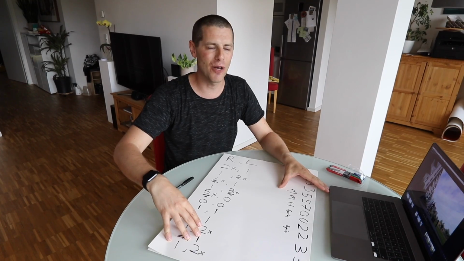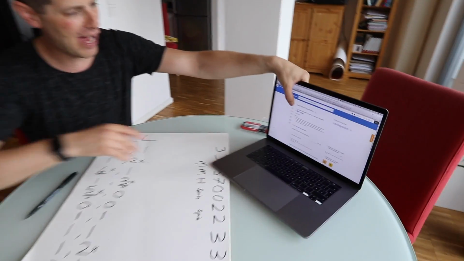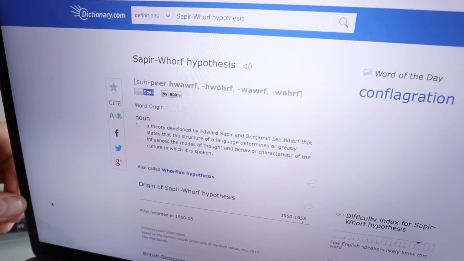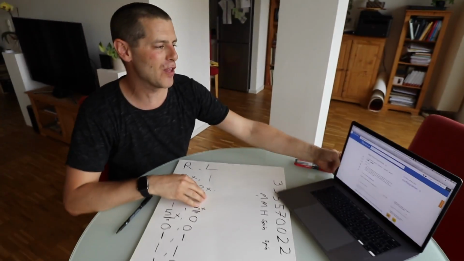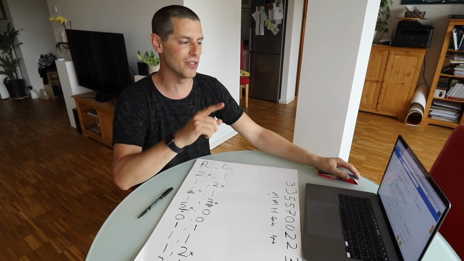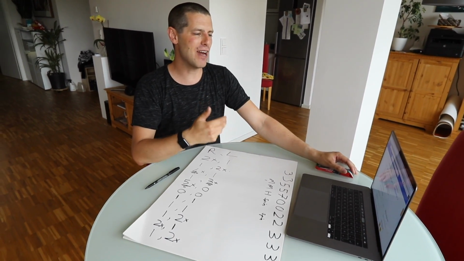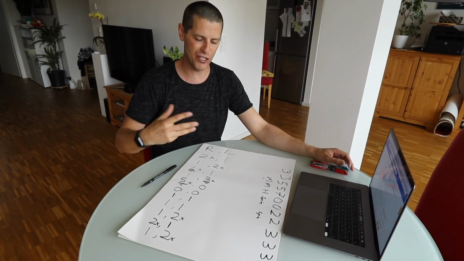Now, this brings up what I just searched for online, because I thought it might be fun to talk about, which is the Sapir-Whorf Hypothesis. I can't even say the word hypothesis. The idea is that it states that the structure of the language determines or greatly influences, I'm not entirely sure if this is really true, but let's bring it up anyway, greatly influences the modes of thought and the behavior characteristics of the culture in which it is spoken.